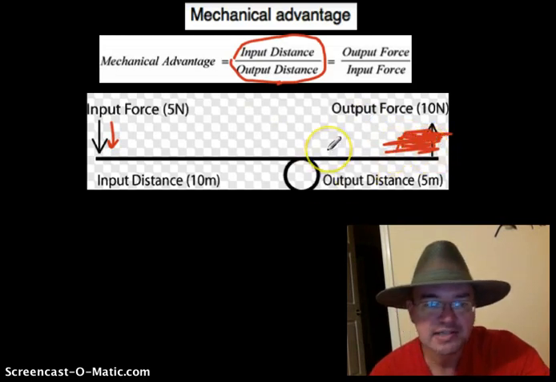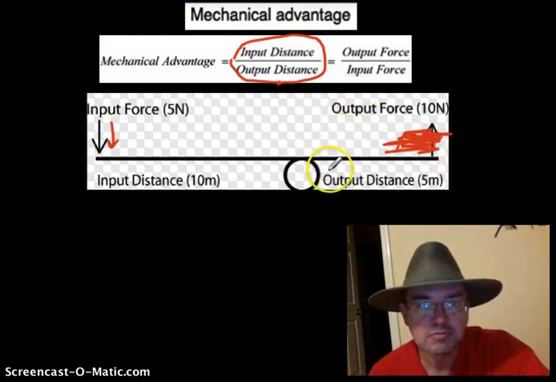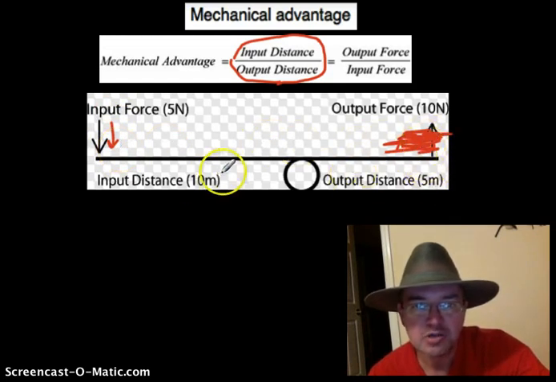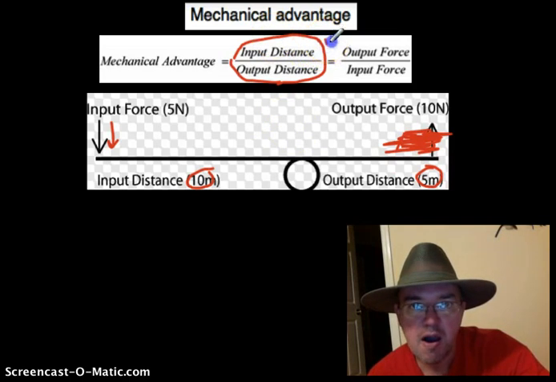The way scientists can figure out if this is something that will give a mechanical advantage is they measure the distance. The input distance is on the side where you put the force in. The output distance is going to be on that side with the heavy object. And you can see the input distance is 10 meters and the output distance is 5 meters. So 10 over 5 is going to equal 2. 10 is the input distance, 5 is the output distance, and that's going to equal 2.